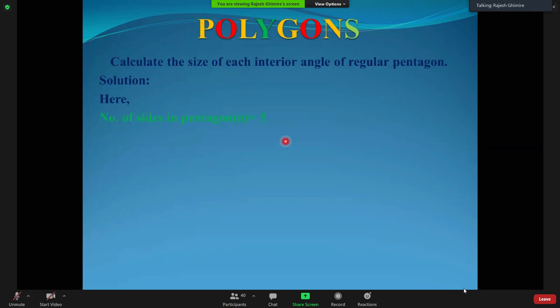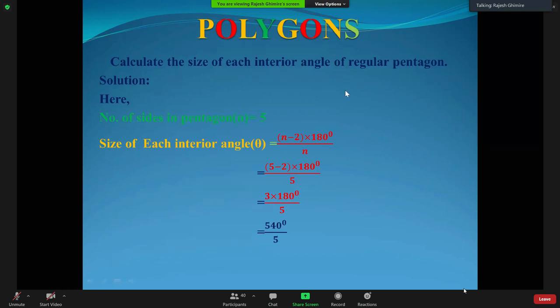Here, see the solution. The number of sides in a pentagon, n, is equal to 5. The size of each interior angle theta is equal to (n minus 2) into 180 degrees by n. This is our formula. Now let's keep the value 5 in place of n. So it will be (5 minus 2) into 180 by 5. Minus 2 will be 3, 3 into 180 will be 540, 540 by 5 will be 108 degrees. So the size of each interior angle is 108 degrees.